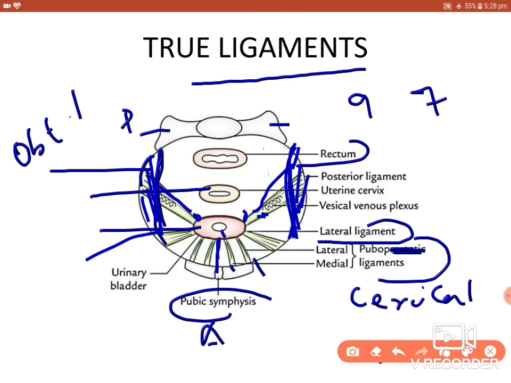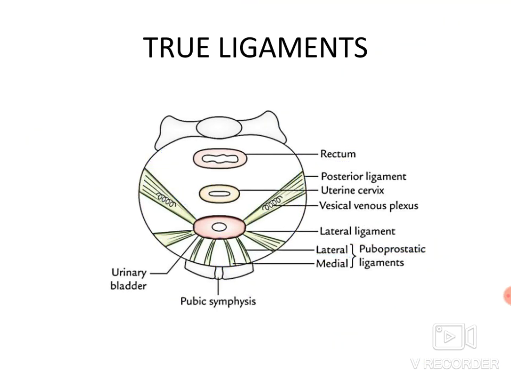The median umbilical ligament is from the apex of the bladder to the umbilicus. This is the remnant of the urachus. These are the medial and lateral puboprostatic or pubocervical ligaments. These true ligaments are condensations of the pelvic fascia.